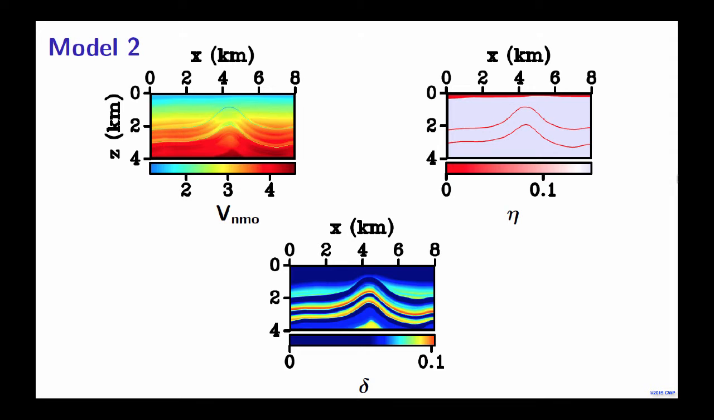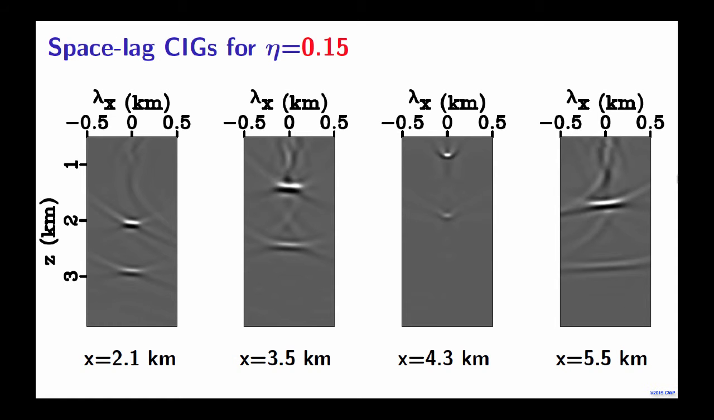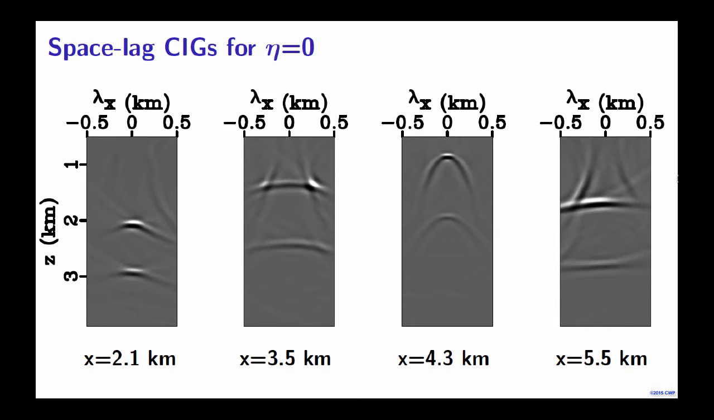We, however, do not introduce any simplifications to the original delta field in the BP model, which, as you can see here, varies laterally. Again, this is the RTM image obtained with actual model parameters, and vertical lines indicate the locations of common image gathers. These ones are for the actual value of eta, and the events are focused. And let's compare this to the understated value of eta.